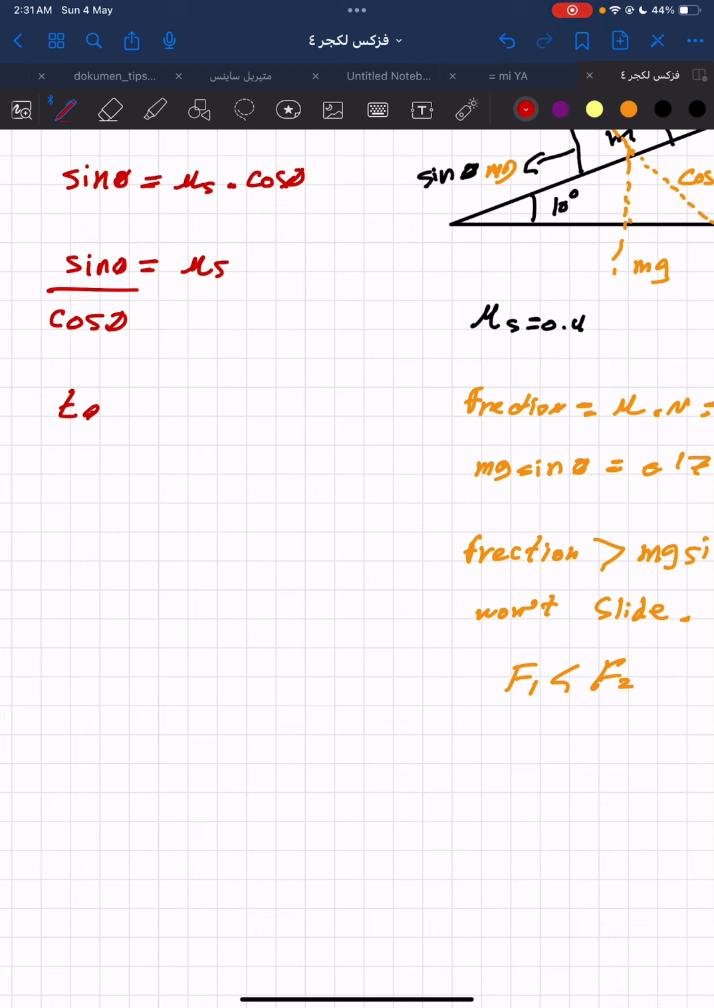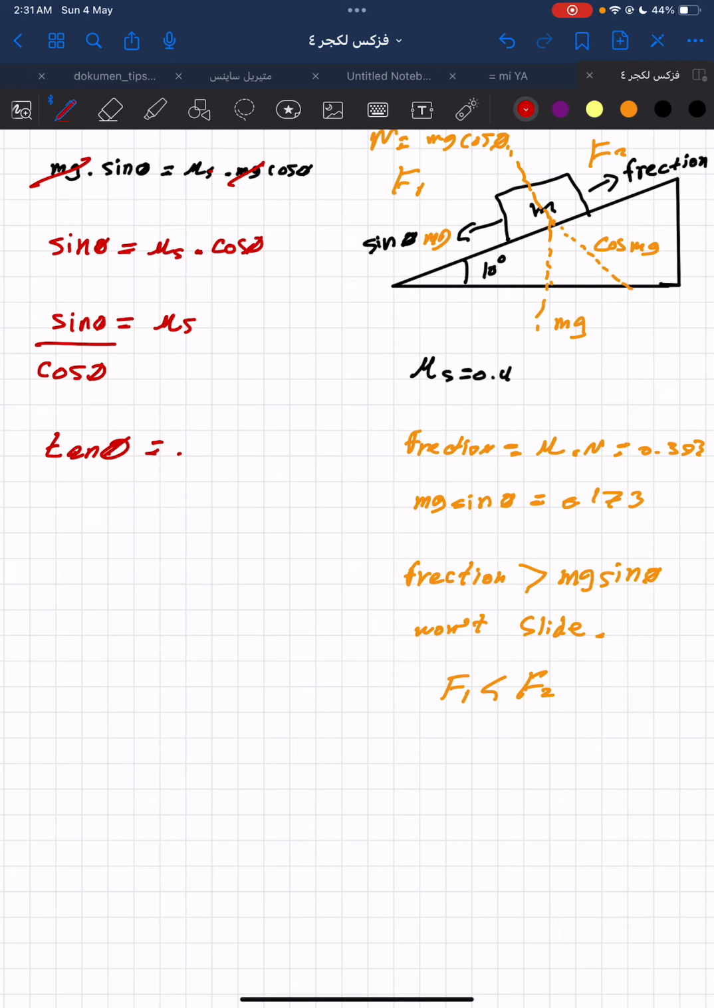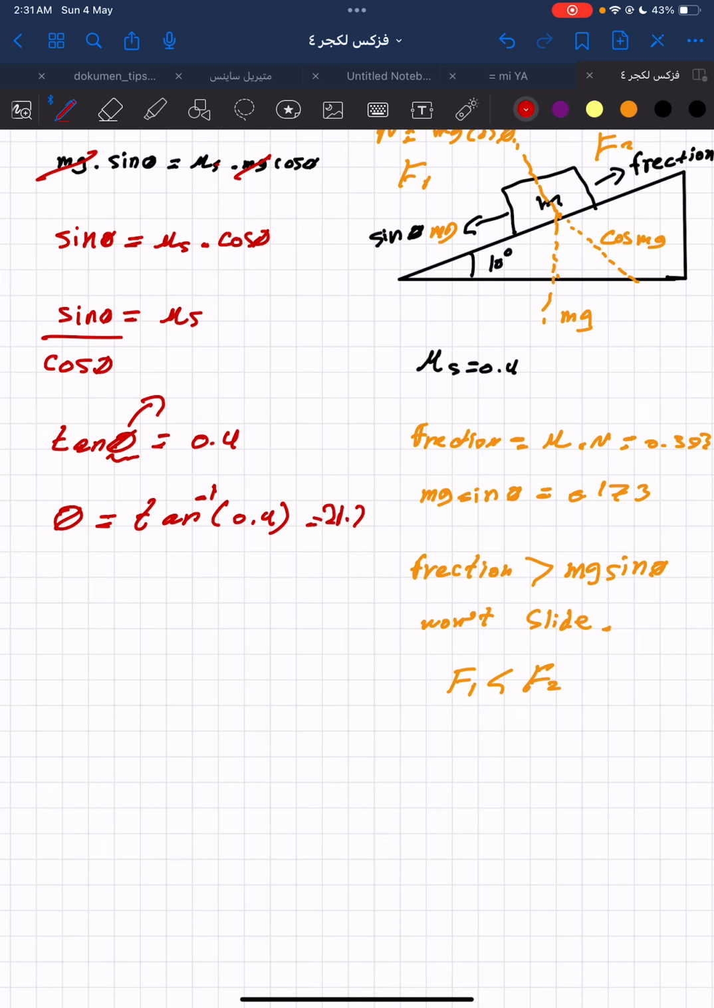So sine theta over cosine theta is tan of theta, which equals the mu, which here is 0.4. If we want to find the maximum angle, we only take the tan inverse of 0.4. I think it's around 22 or something. Let me check the video. It's 21.8 degrees.